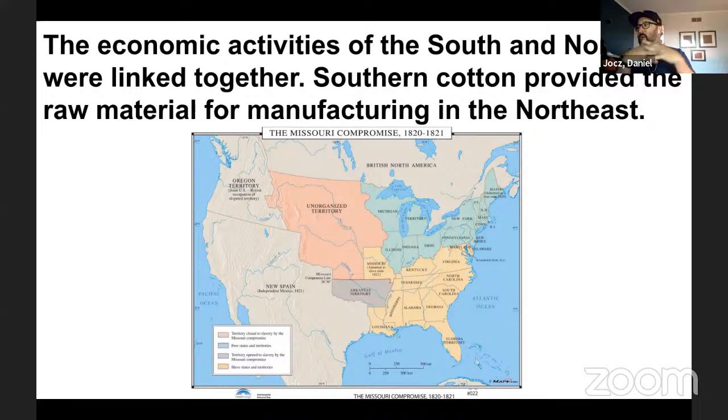Southern cotton provided the raw material for manufacturing. The cotton that is grown here through slave labor is being sent not only abroad to places like Great Britain, but also to Northern factories. Those textile mills, those market revolution forces, are reliant and dependent upon that cotton. So there's this economic connection between the North and the South that you need to keep in mind in addition to those disputes and fights over things like tariffs, banks, transportation, and of course, slavery.